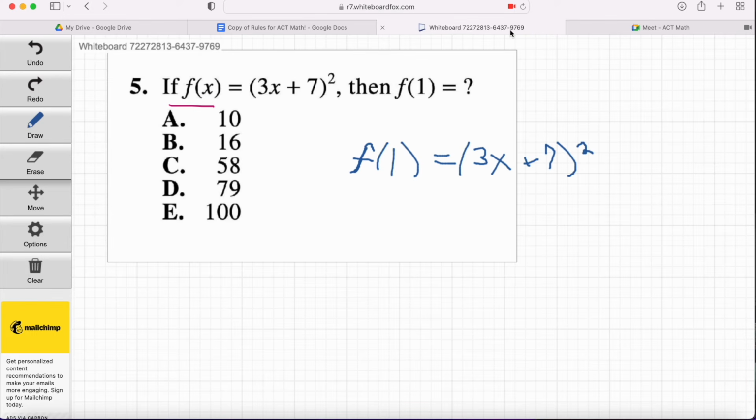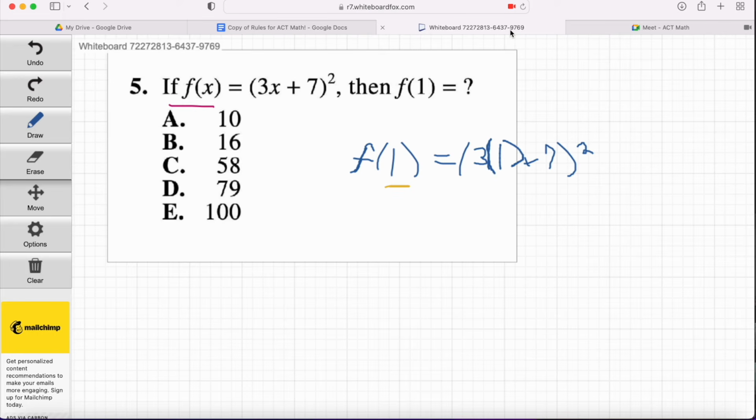Okay, now you wrote 3 times x. Right? Yep, I should have put a 1 right there. Exactly, right? We're plugging into 1. 1 is our input into the function. You got it. We got parentheses there. Okay, good. So f of 1 equals 3 times 1 plus 7, and then that's in parentheses being squared.